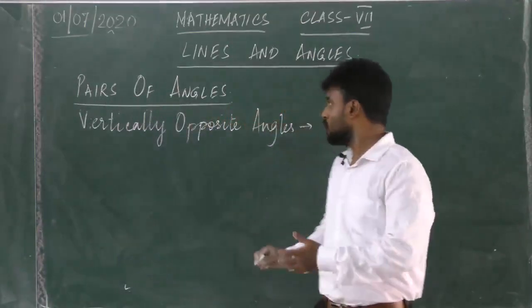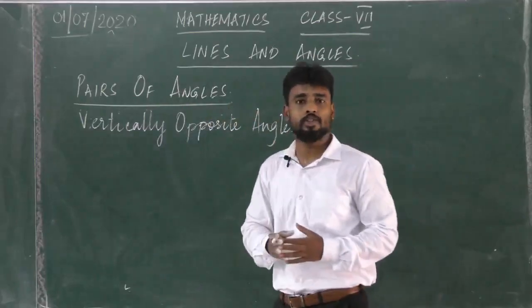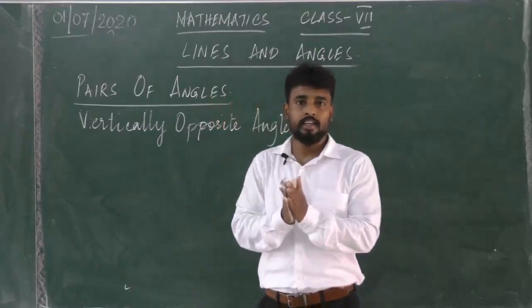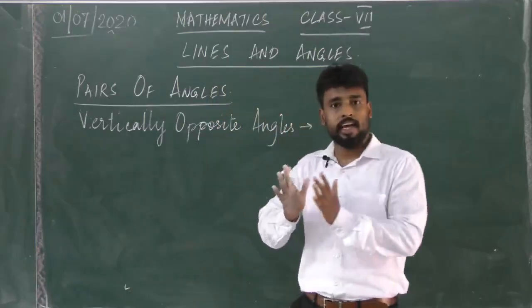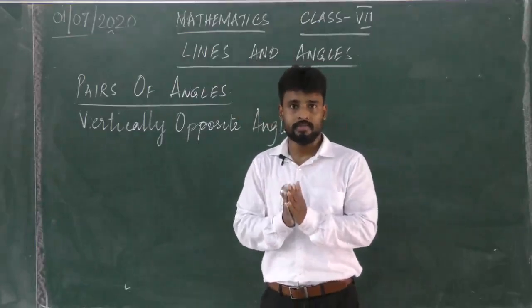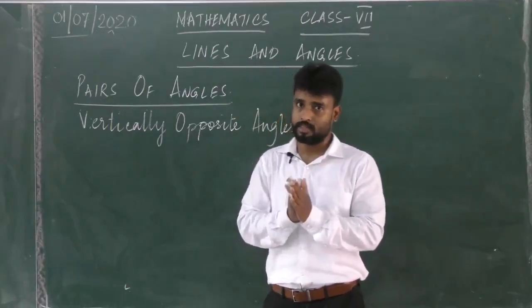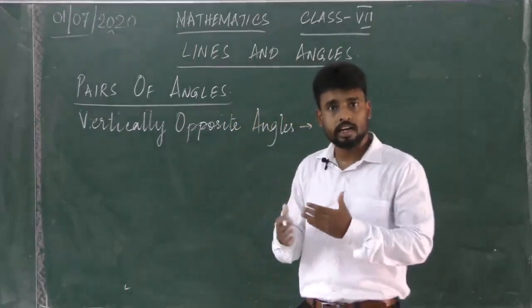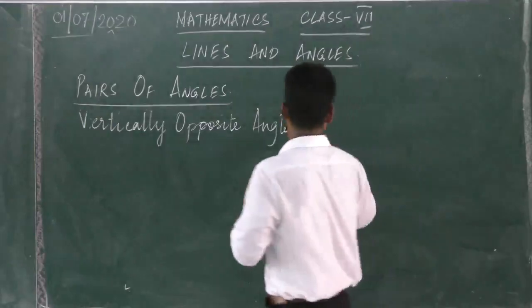Now let us come to the last pair of angles, which is called vertically opposite angles. Let us understand, when do vertically opposite angles form? When two lines intersect, they form vertically opposite angles. Now let me write down the definition, then we'll understand it in detail.